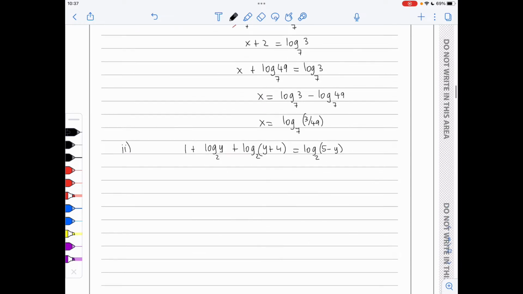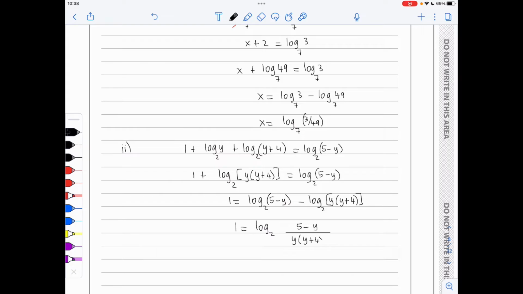We know that the sum of the logarithms is the logarithm of the product, so we've got log of y times (y plus 4) base 2 is log of (5 minus y) base 2, and therefore 1 is log of (5 minus y) base 2 minus log of y(y plus 4) base 2, and hence 1 is equal to the log base 2 of (5 minus y) over y(y plus 4).